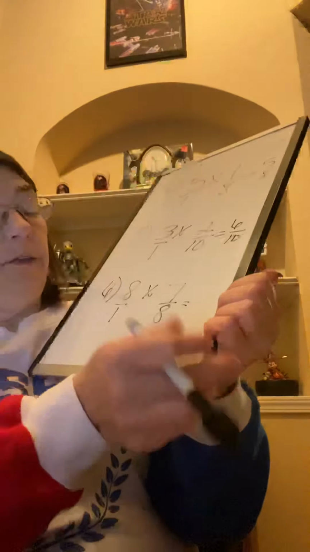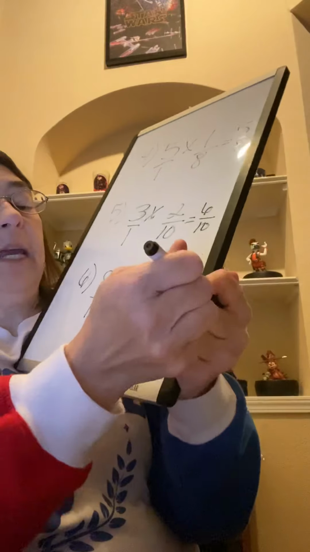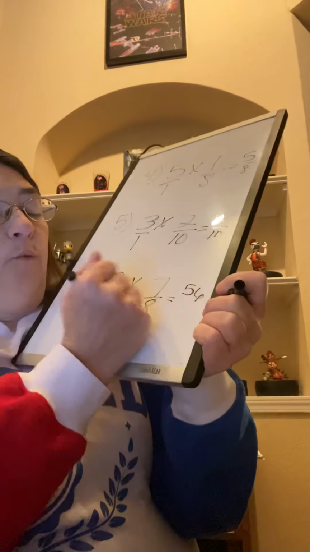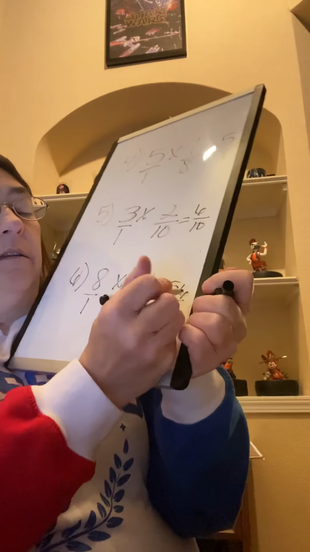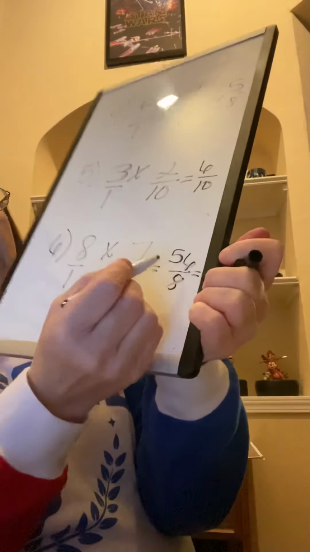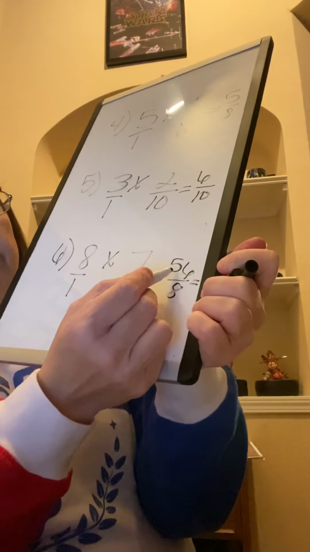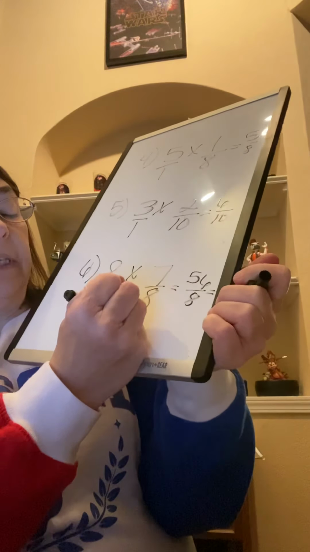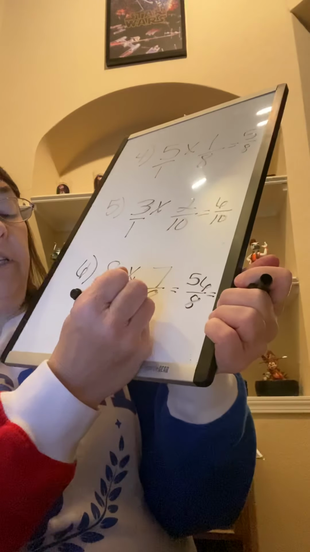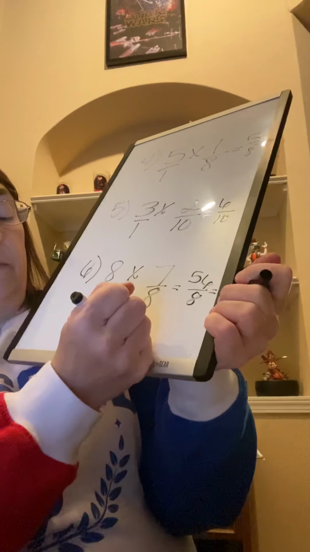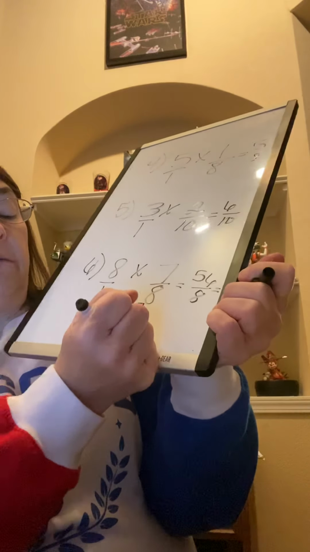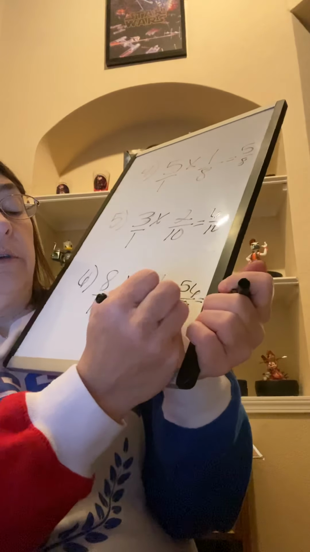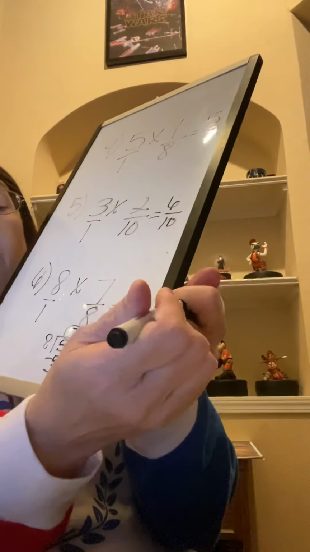All right, so if I multiply 8 times 7, I get 56. 1 times 8 is 8. Now, my 8 is smaller than my 56, so I have to divide. 8 goes into 56 7 times. And I get a 0 remainder. So all I really need is this whole number. So the answer to that one is 7.